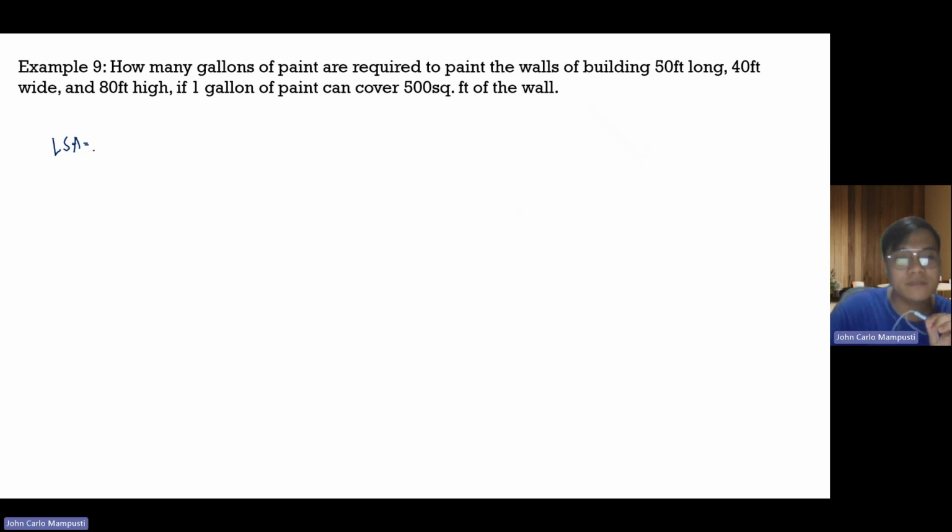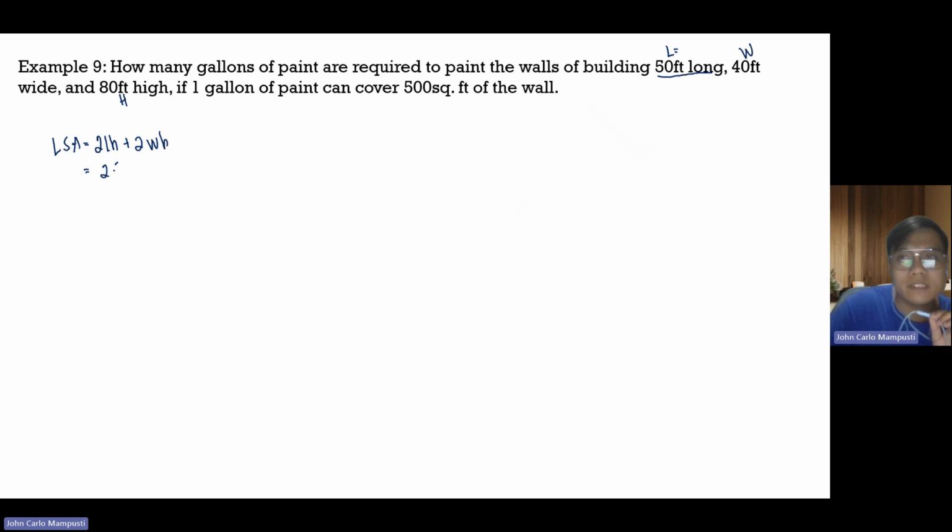So, ang gagawin natin, we need to compute the lateral surface area, not the total surface area. So, the lateral surface area, okay? So, we need to compute 2 length times height, plus 2 width times height. Okay? So, ano yung length natin? Yung length natin dito, this is, eto, 50 feet. 40 feet naman yung width natin, and yung height natin is 80.